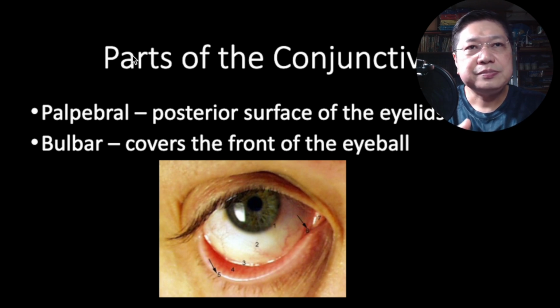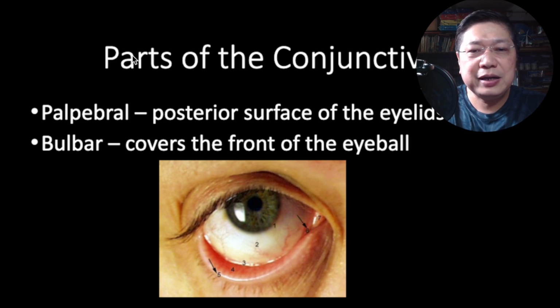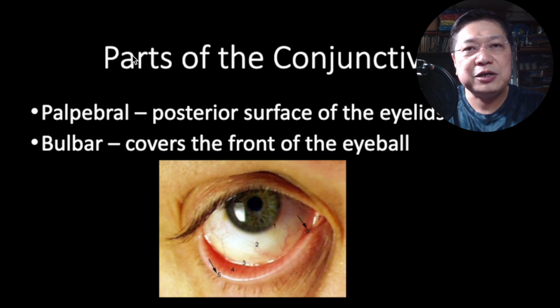Now the bulbar conjunctiva ends at the limbus. That's where the black part and the white part of your eye meets. So in this case, that's the number 1 in the label. You can just zoom in later on. And these two parts of the conjunctiva are actually connected at the area we call the fornix. So the fornix is where your palpebral and your bulbar conjunctiva meets.